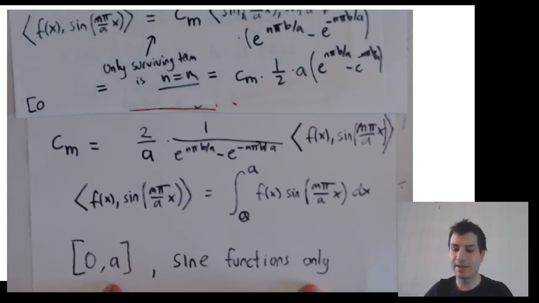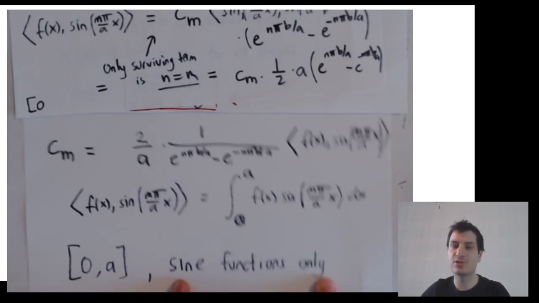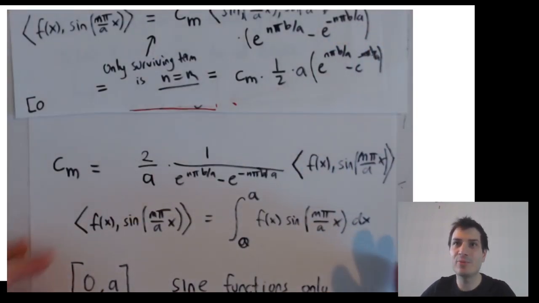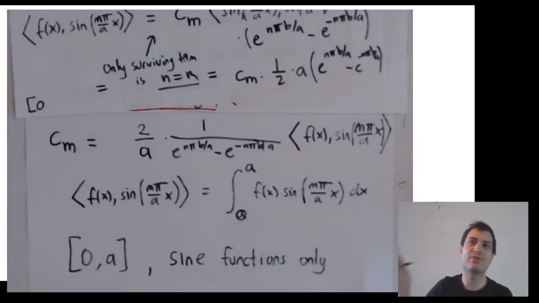So that's what we were doing. We're working from 0 to a. We have sine functions only. And when I did inner products, I didn't have to worry about this. I knew that the sine functions were orthogonal. If they were cosine functions, it would have been the same thing.